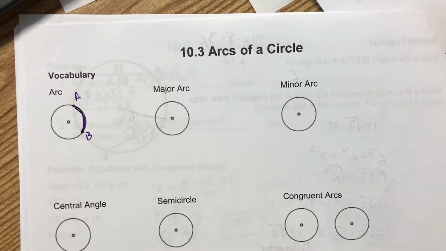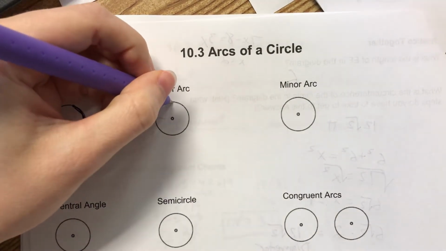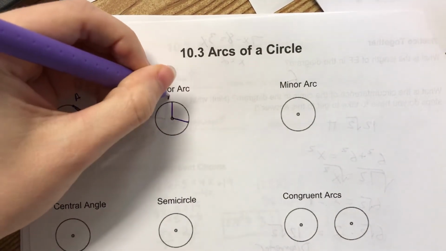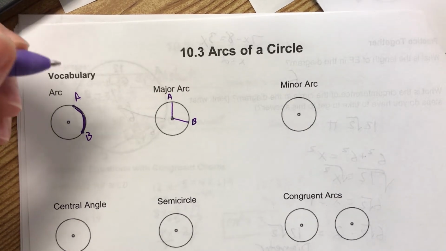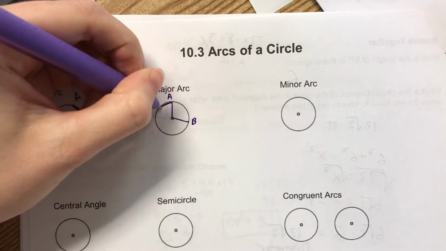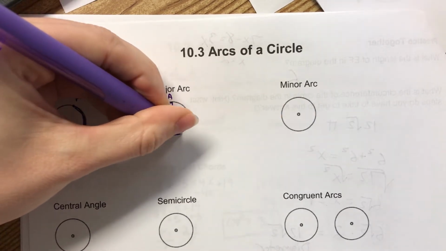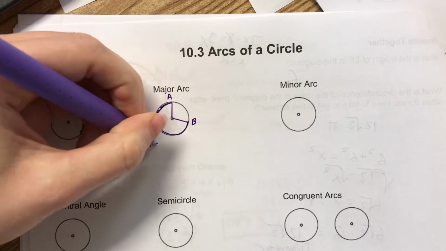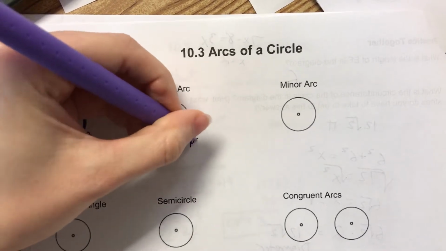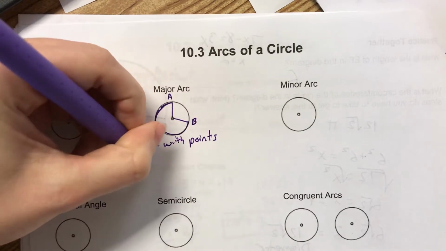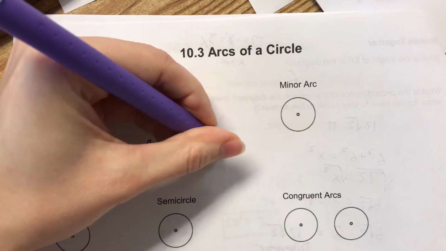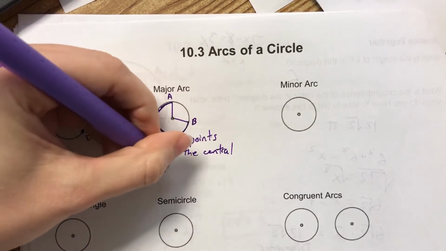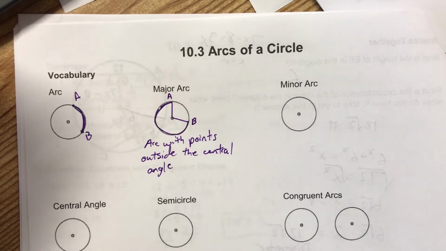A major arc is based on a central angle. So if I make this central angle right here, and maybe this is point A and point B, a major arc is an arc with the points of the arc, so think about any point on the arc outside of the central angle. So it's this big arc that's created. All right, so it's an arc with points outside the central angle.